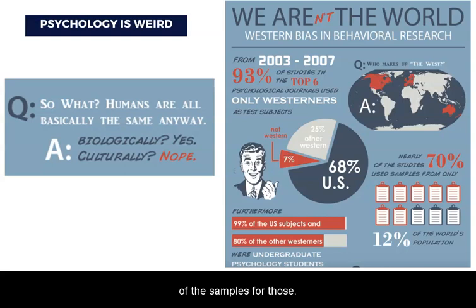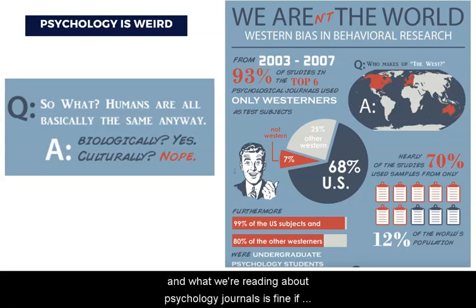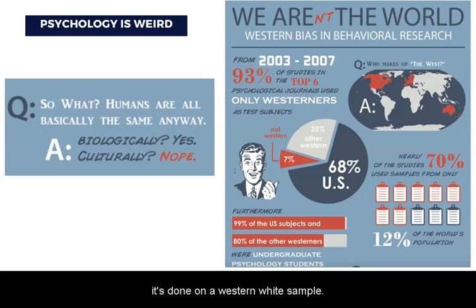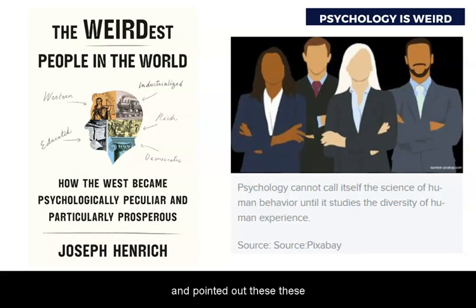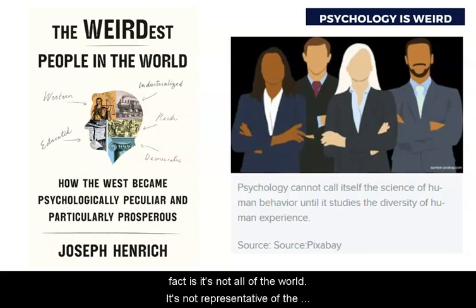So we want to ask, well, humans are basically the same, so maybe that is fine. And what we're reading about in psychology journals is fine if it's done on a Western white sample. But that's not really the case. And so Joseph Henrich wrote a book called The Weirdest People in the World, and pointed out these biases in psychology, that much of the research done has been done on people in Western, educated, industrialized, rich, and democratic nations. And the fact is, that's not all of the world. It's not representative of the world.